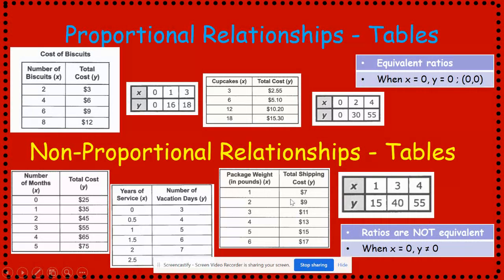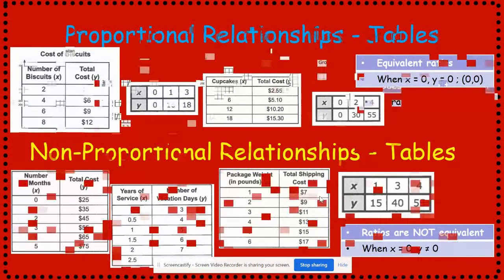When the table does not have an x value of 0, we can still create ratios by change of y over change of x, but the ratios are not going to be equivalent. So each time we create change of y over change of x, we will get a different ratio, which tells us the information is a non-proportional relationship. Okay, so keep that in mind.